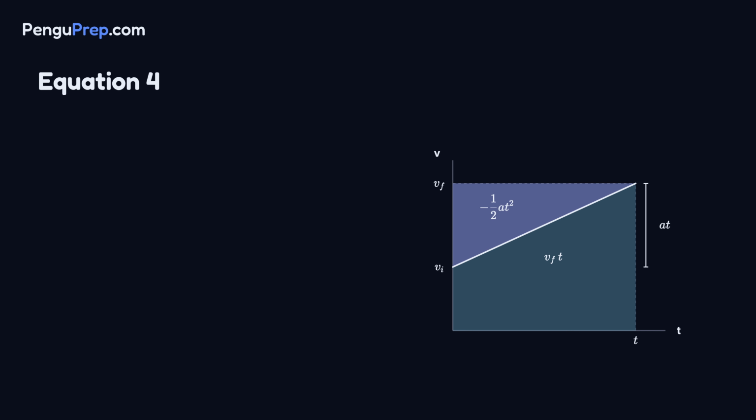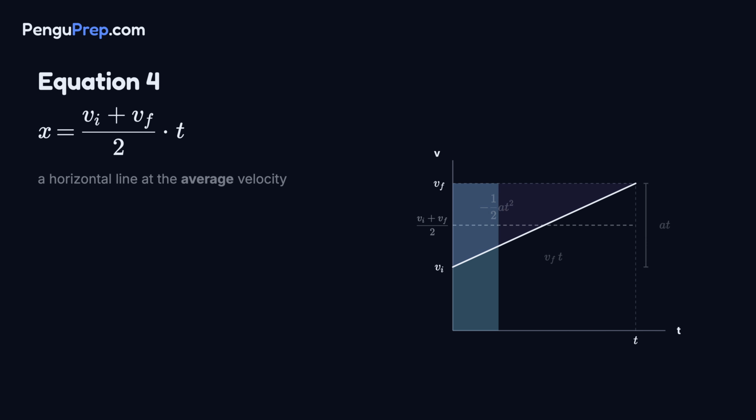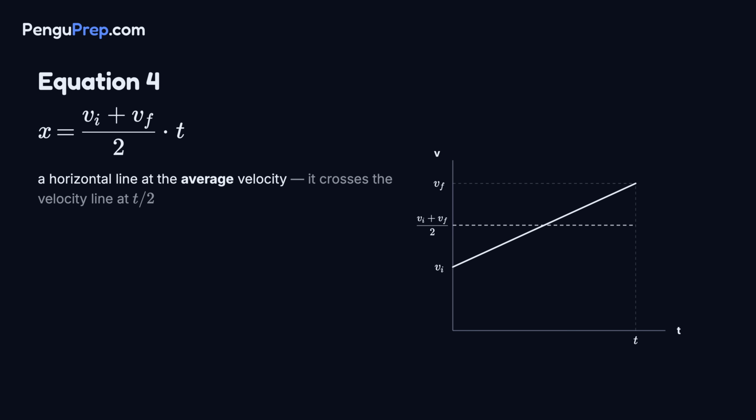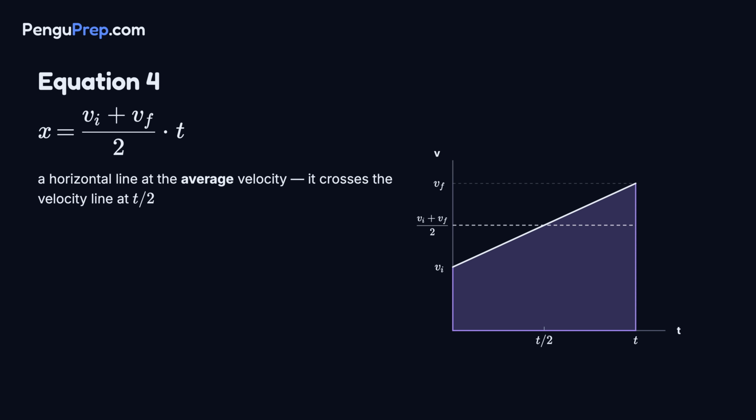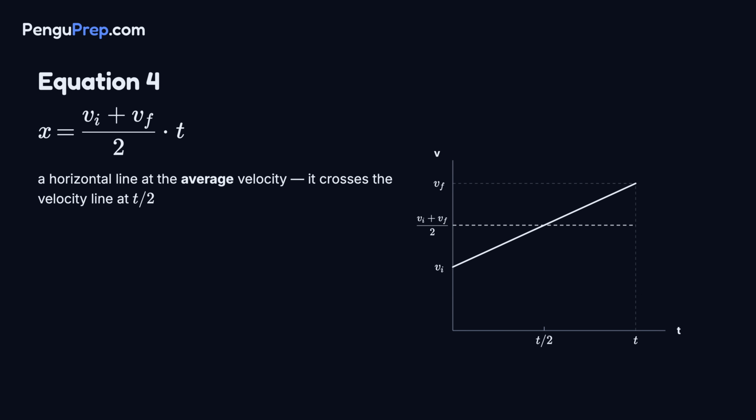The next equation, x equals (vi plus vf) divided by 2 times t, can also be proved using the same graph. Let's draw an imaginary horizontal line at the average of the initial and final velocity. You can intuitively tell that this line will cross the velocity function at a time of t over 2. Now, compare this trapezoid, which represents displacement, to the rectangle that's created from this imaginary horizontal line. To the left of t over 2, the trapezoid is missing a triangle that the rectangle contains.